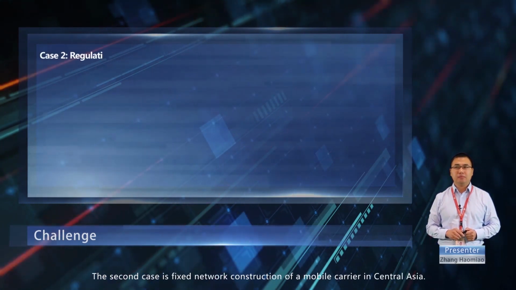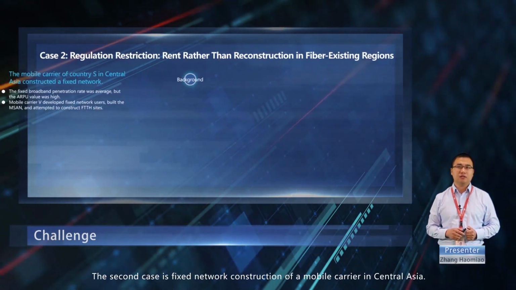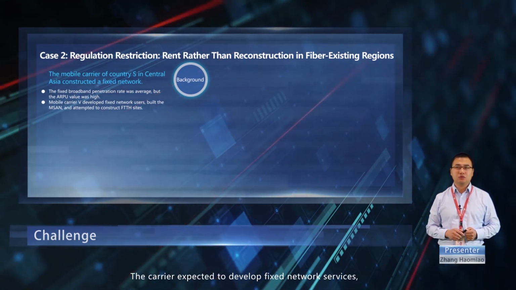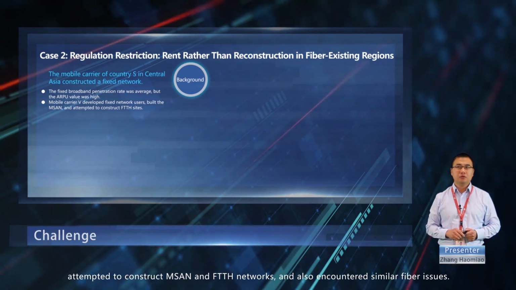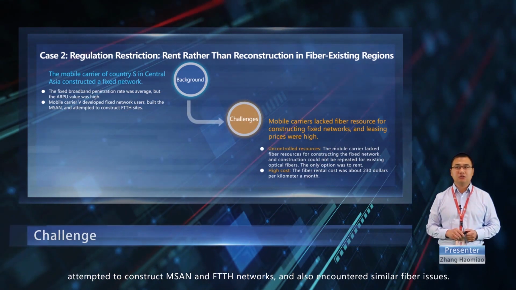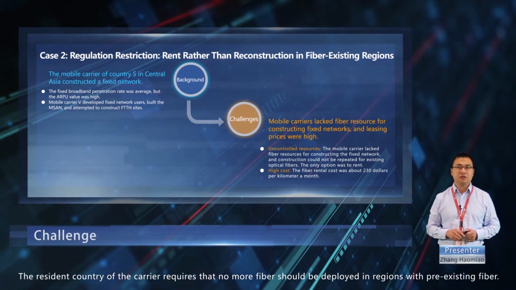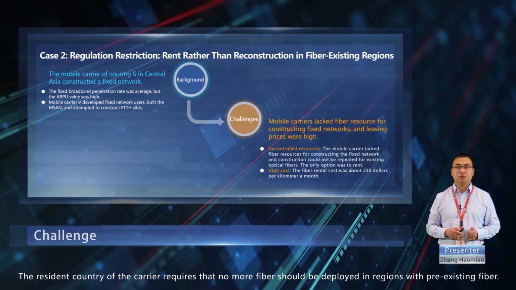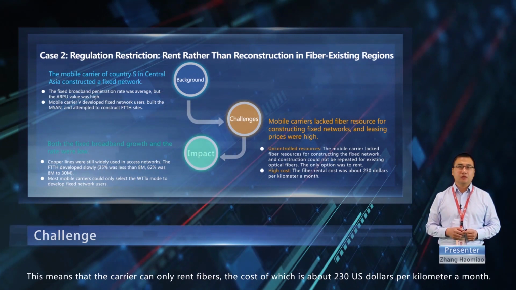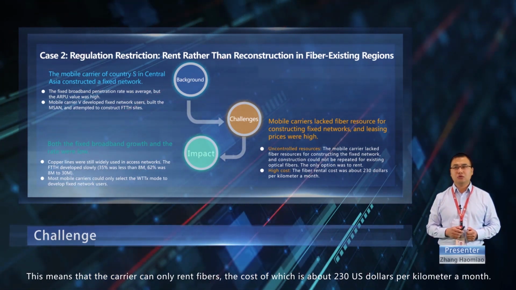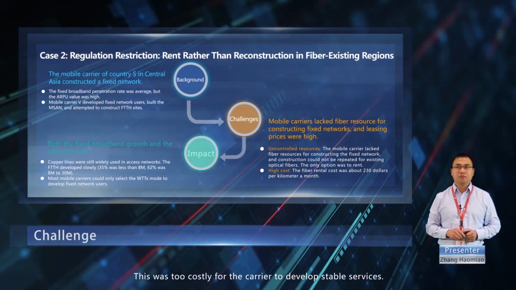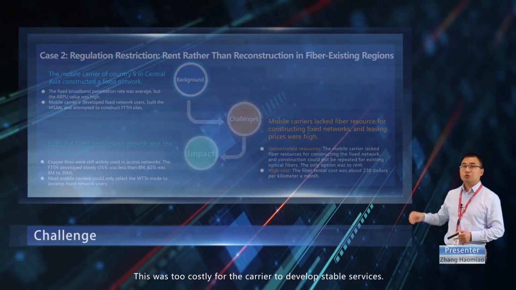The second case is fixed network construction of a mobile carrier in Central Asia. The carrier expected to develop fixed network services, attempted to construct MSAN and FTTH networks, and also encountered similar fiber issues. The resident country of the carrier requires that no more fiber should be deployed in regions with pre-existing fiber. This means that the carrier can only rent fibers, the cost of which is about $230 per kilometer a month. This was too costly for the carrier to develop stable services.